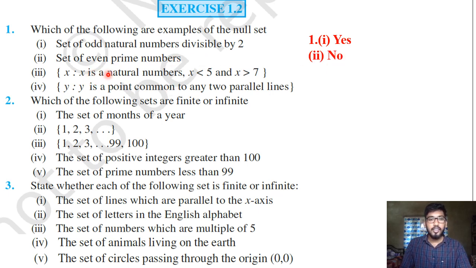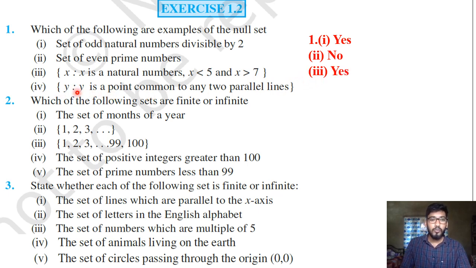Next, x such that x is a natural number, x less than 5 and x greater than 7. So can you find a natural number which is less than 5 and greater than 7? Such a number cannot exist, right? That's why this will be an empty set.